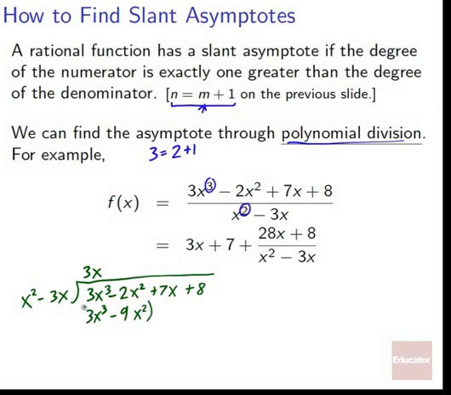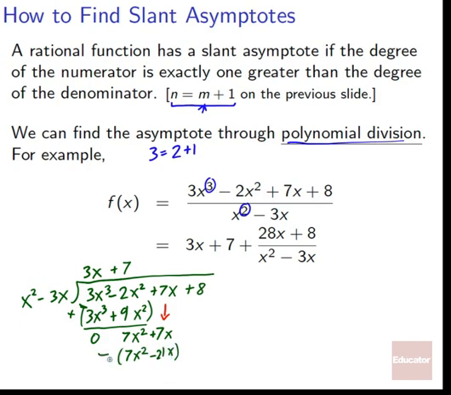Then we subtract this whole thing, so let's distribute that negative: minus 3x cubed, that becomes plus 9x squared. So 3x cubed minus 3x cubed is 0. Negative 2x squared plus 9x squared is positive 7x squared. Next step, bring down the 7x. So plus 7x. How many times does x squared go into 7x squared? Goes in plus 7 times, so 7x squared. That checks out. 7 times negative 3, minus 21x.